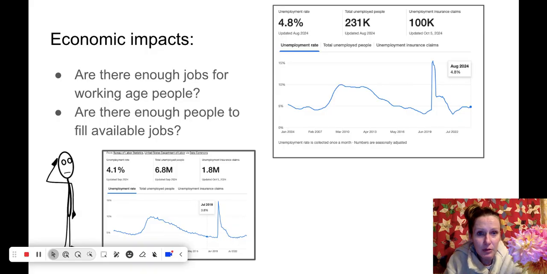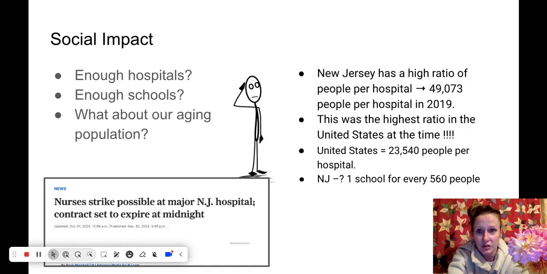So here's an example of just an unemployment rate in New Jersey. And even though we're in the Northeast, if you look at the US rate down below, you see it really hasn't been much different. So if it was, that might be an area of concern.